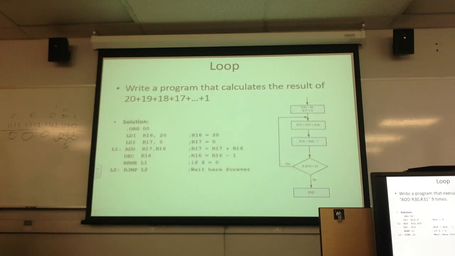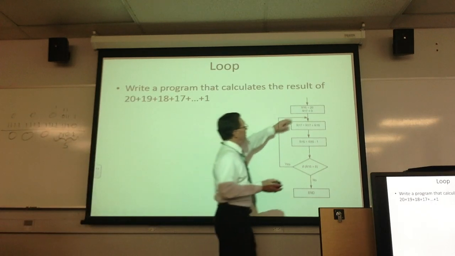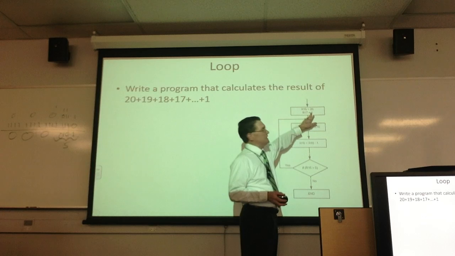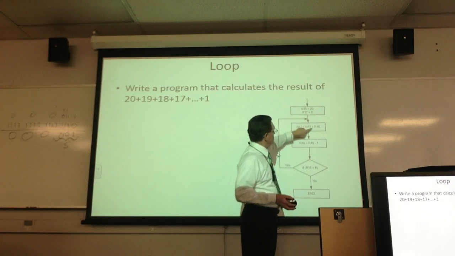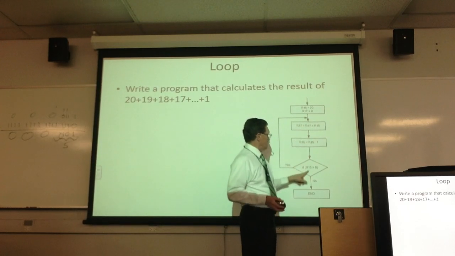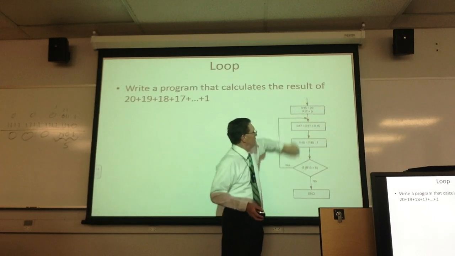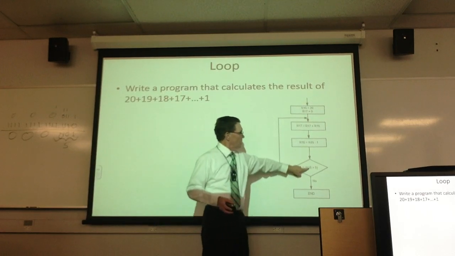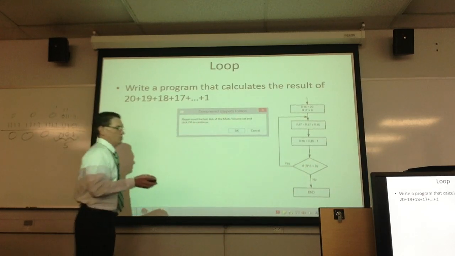All right, so now I'm going to calculate, I'm going to add 20 down to number 1. So again, we're going to set up a counter. R17 is going to accumulate a result here. And I'm going to add R16 to R17, decrement R16, test if it's greater than 0, bop back up. Keep doing this until R16 hits 0, and then I bail out.